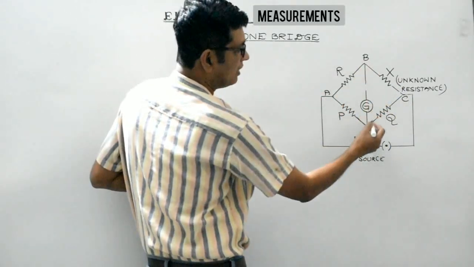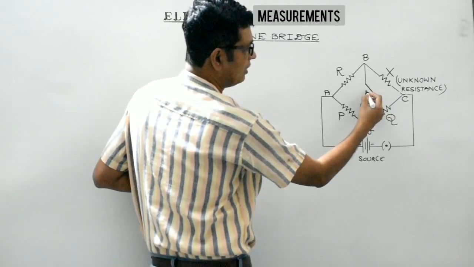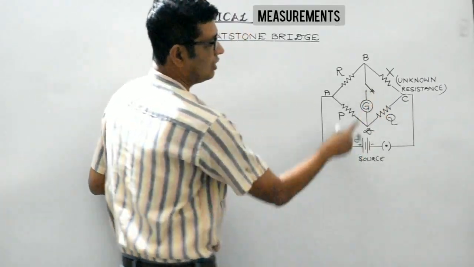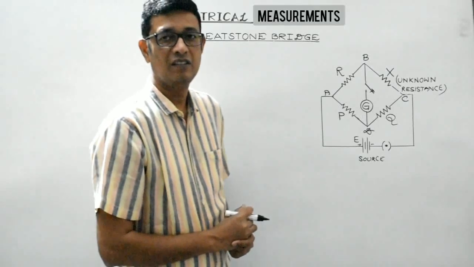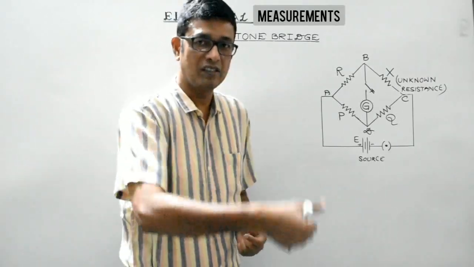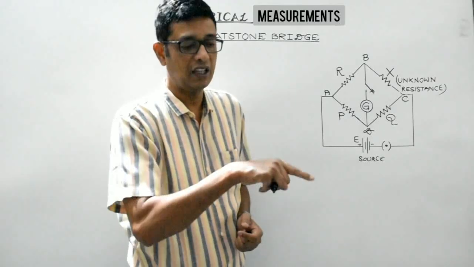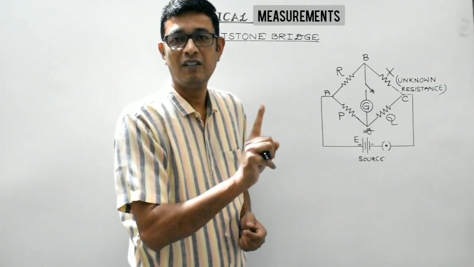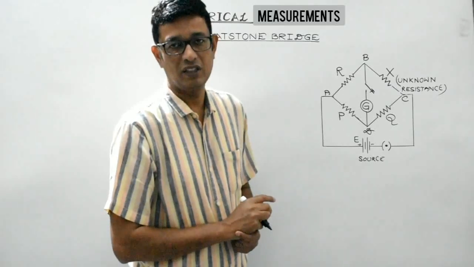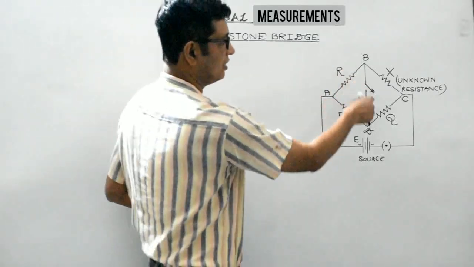Between the points B and D, a tapping key and a galvanometer are connected. Tapping key means when you press the key, the circuit will get closed and current will flow, and if you release it, the key will open. So current will be 0 in that case, right? So that's a tapping key.